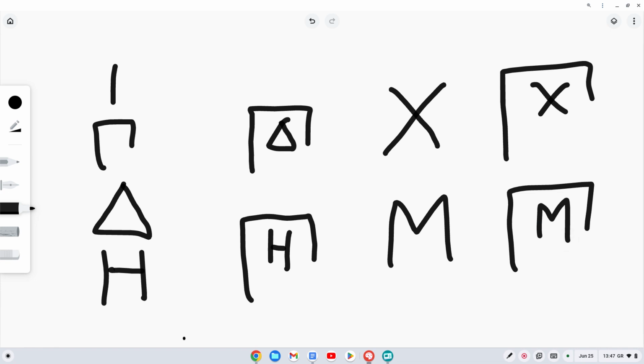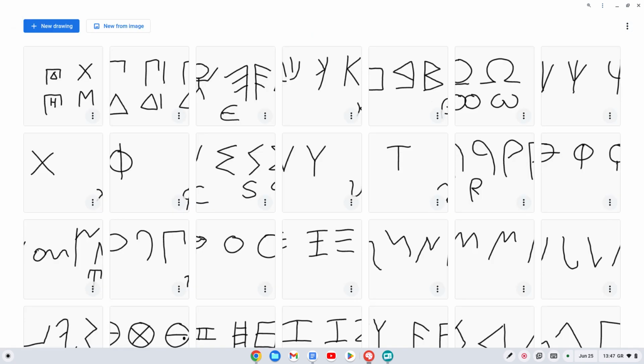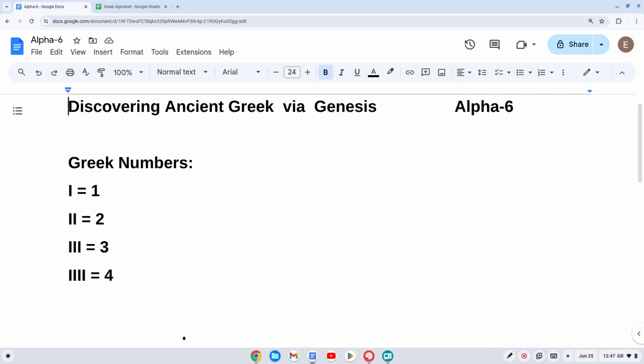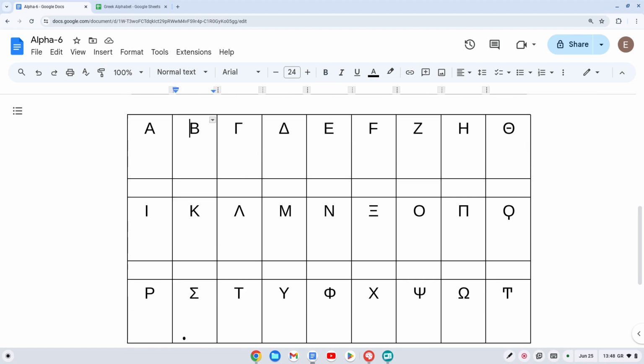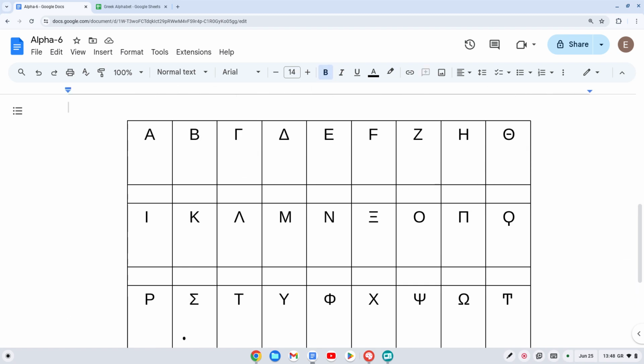Alright, so that's one way of doing it. But they also came up with another ingenious way, and that's to arrange the letters and make a correspondence between letters and numbers. So here you see an array, 3 rows and 9 columns, makes 27 letters of the Greek alphabet.